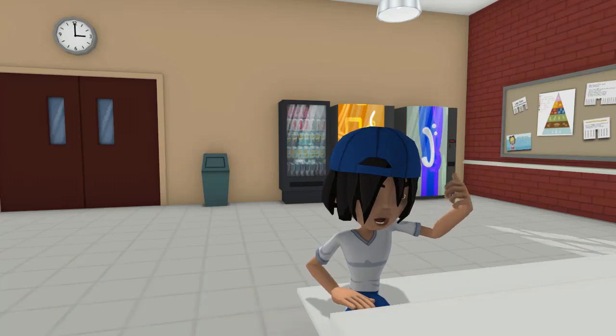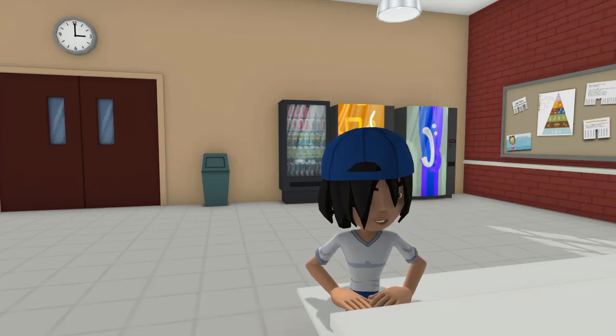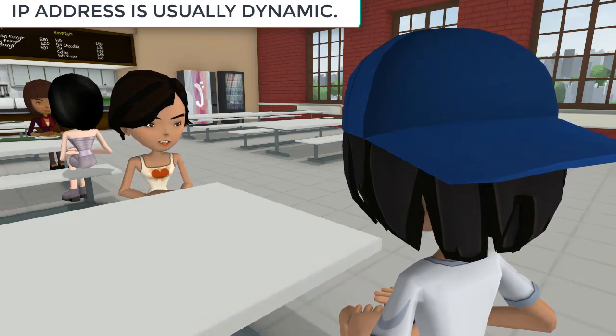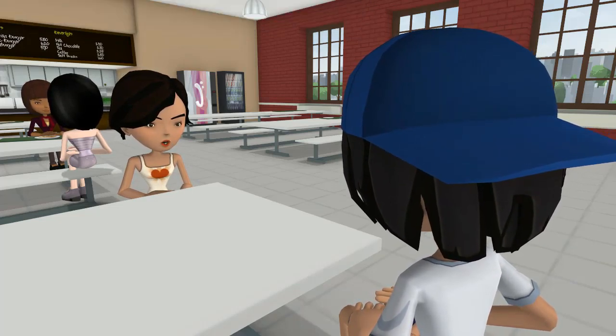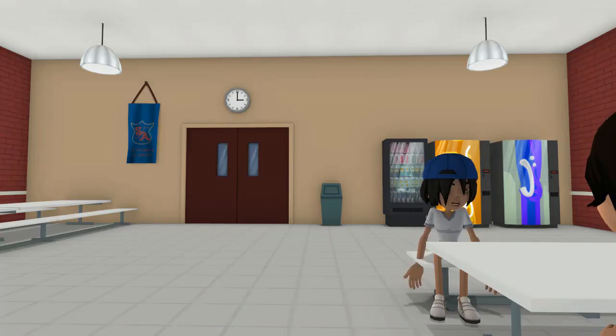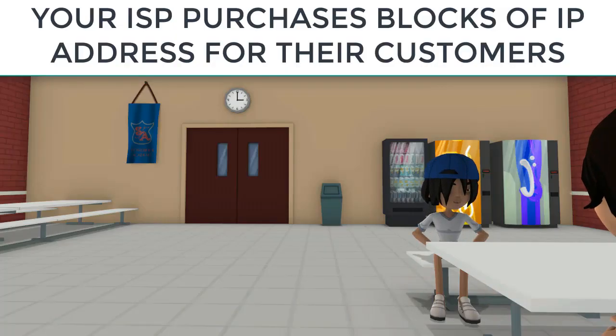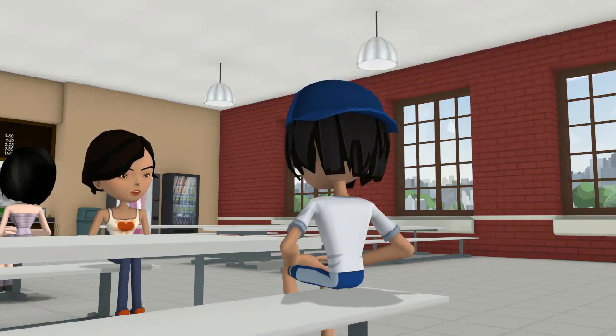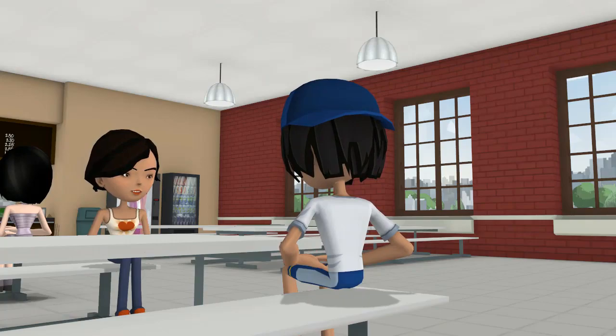Is your IP address that is assigned to you static or dynamic? It is dynamic. That means the IP address is assigned each time you use the internet. When you log off, the IP address can be used by someone else. Who purchases big blocks of IP addresses? Your internet service provider does. They assign the IP to all of their customers each time they use the internet.